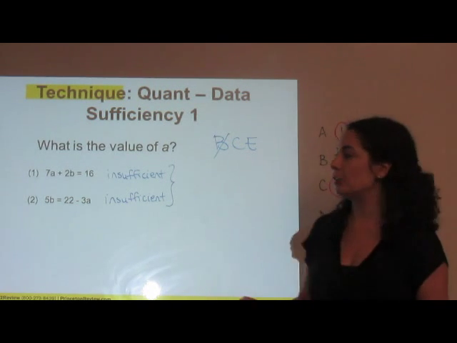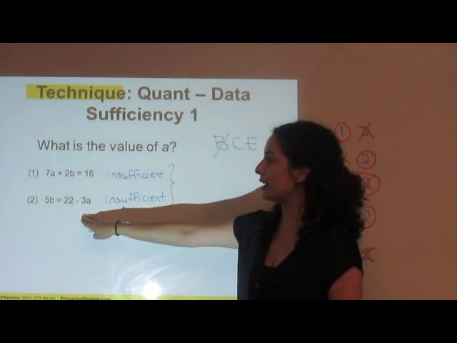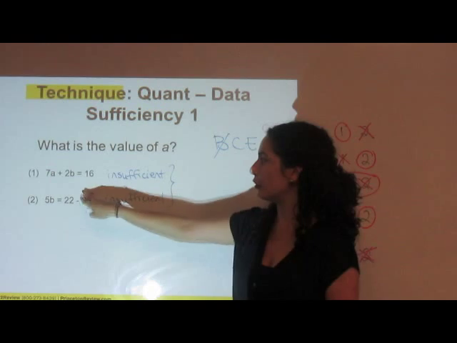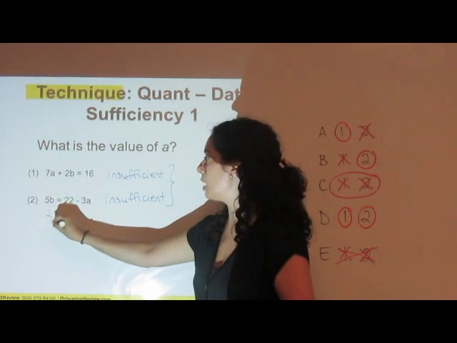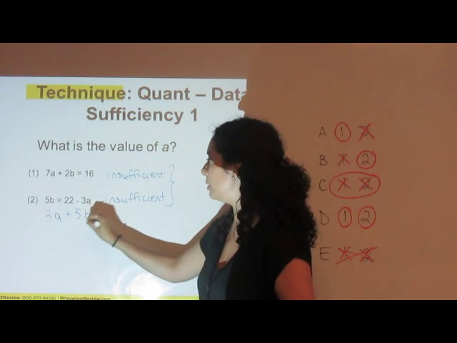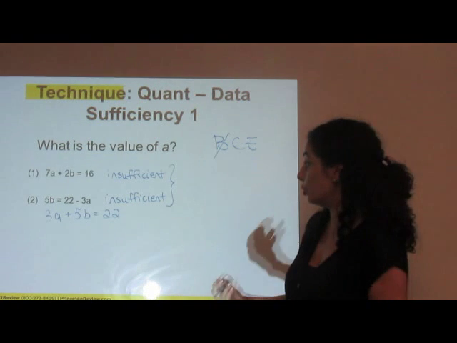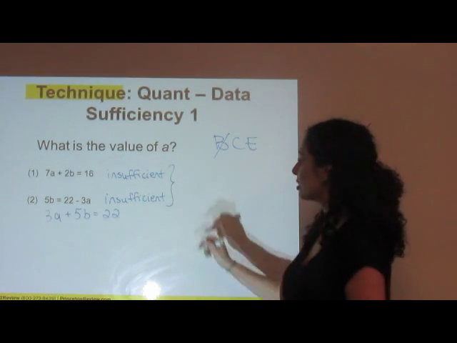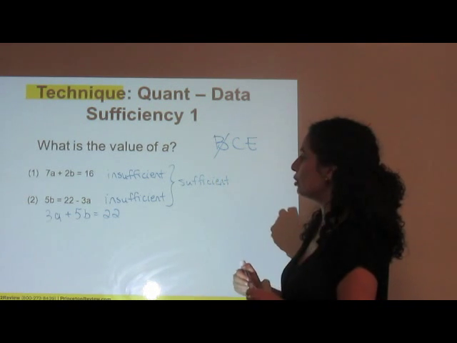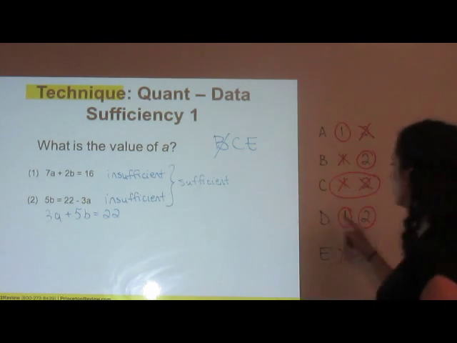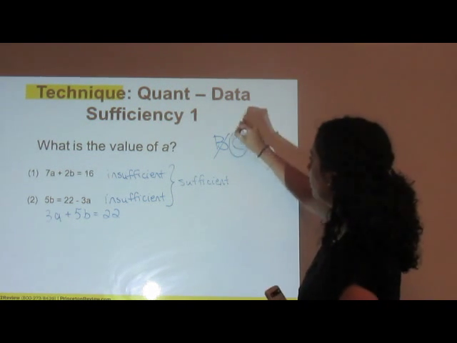Now I want to be extra careful and make sure that these two equations aren't actually multiples of each other. So what I'm going to do is rewrite the second equation so that it's in the same order as the first. If I move the 3A to the other side, I end up with 3A plus 5B equals 22, which is clearly a very different equation than that one. So we have two distinct equations and two variables. That is a sufficient amount of information. So because the two equations in combination are sufficient, between these two options, that would be answer choice C. And so that'd be what we pick.